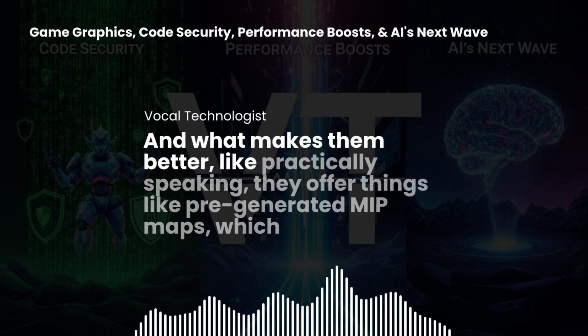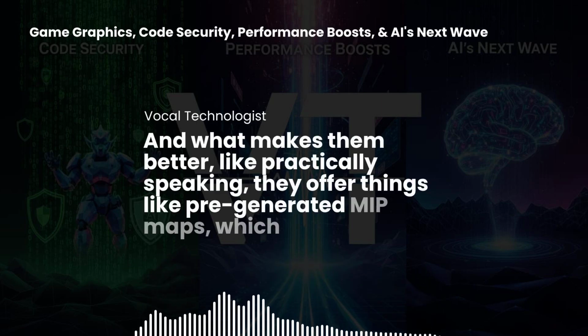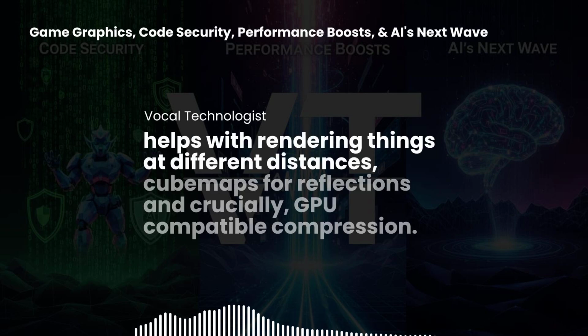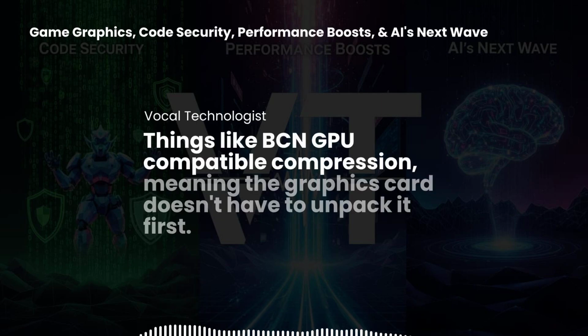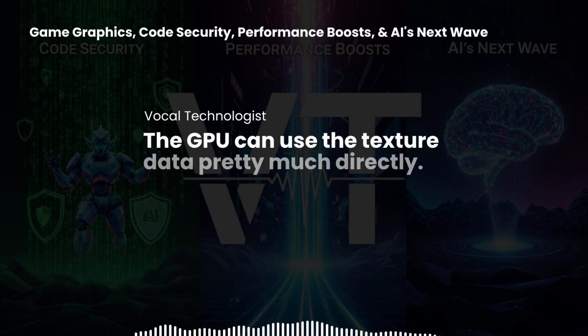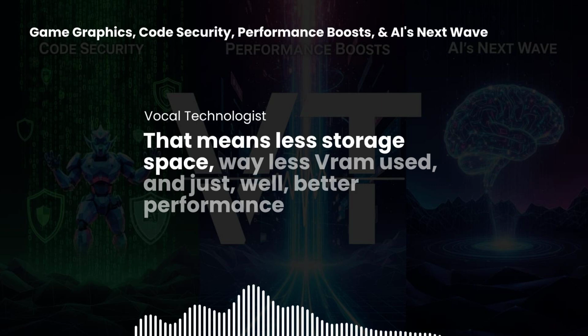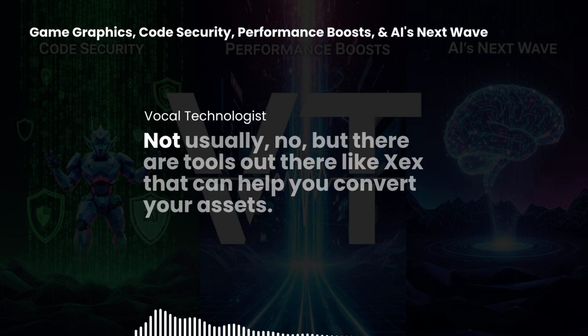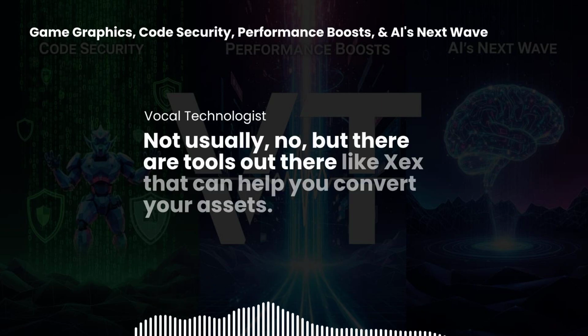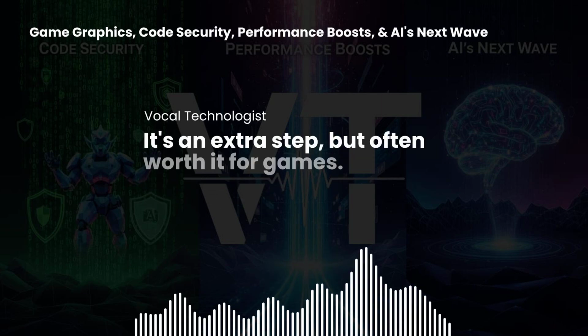And what makes them better, practically speaking? They offer things like pre-generated MIP maps, which helps with rendering things at different distances, cube maps for reflections, and crucially, GPU-compatible compression, things like BCN. Meaning the graphics card doesn't have to unpack it first. Exactly. The GPU can use the texture data pretty much directly. That means less storage space, way less VRAM used, and better performance overall when the game is running. But standard image editors don't usually handle those, right? Not usually, no. But there are tools out there, like Zex, that can help you convert your assets. It's an extra step, but often worth it for games.